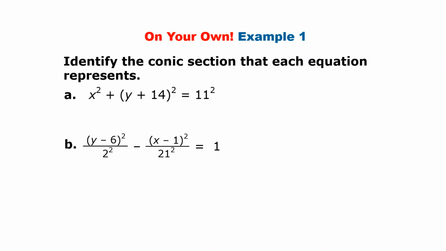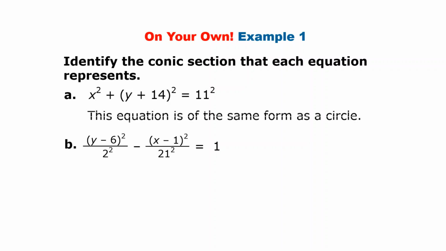On this one, it looks a little bit different than what I'm used to seeing. I've got an x squared and a y plus 14 squared equals 11 squared. So let's see what that could possibly be. It's the same as a circle. The only thing that might have thrown you off is that this didn't have anything, so that's actually an understood x minus 0. That tells me the center of this circle is going to be at (0, negative 14), and it's going to have a radius of 11.